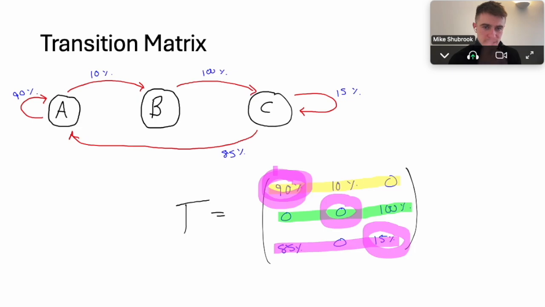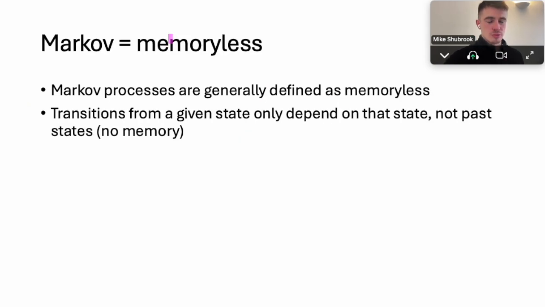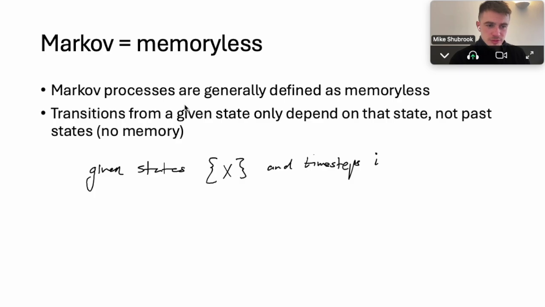So there's a 90% chance of staying in state A if we're in state A, 0% chance of staying in B because we have a 100% chance of going from B to C, and there's a 15% chance of going from C to C. So when we give something the term Markov, usually what we mean is that it is memoryless. So in the context of Markov chains, what this means is that the probability of going from one state to another only depends on the state that you're currently in, not on any past states that you were in before that.